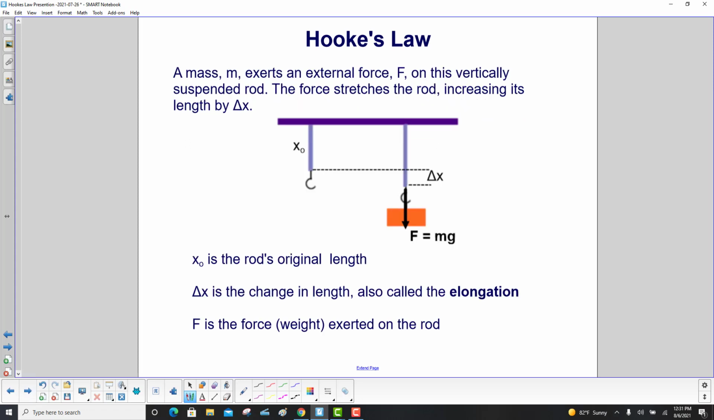We're going to start with a mass m, right over here, which exerts an external force, mg, on this vertically suspended rod. There's the rod in the light blue there. The force stretches the rod, increasing its length by delta x. X sub 0 is the rod's original length. Delta x is the change in length, also called the elongation. And F is the force, or weight, exerted on the rod by the mass.